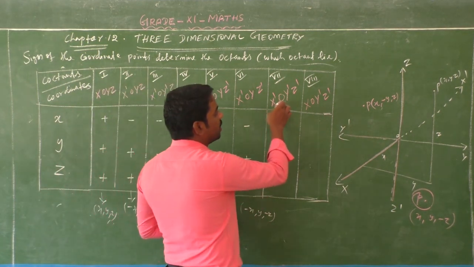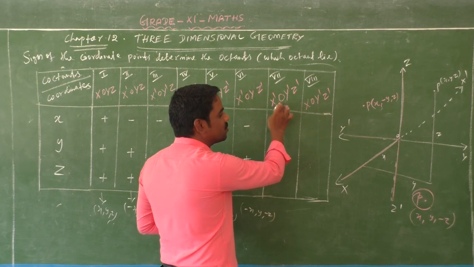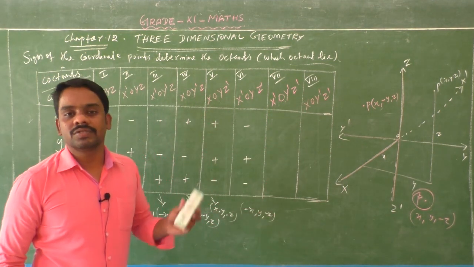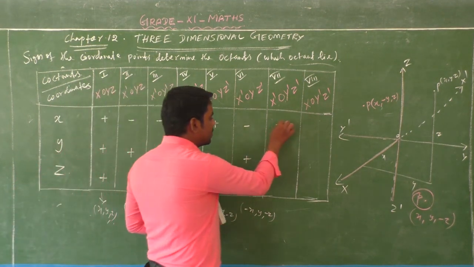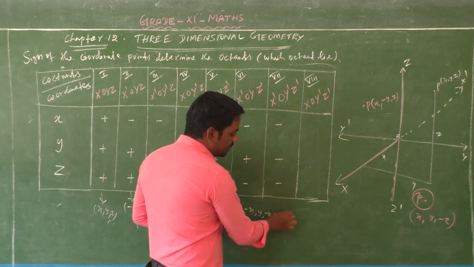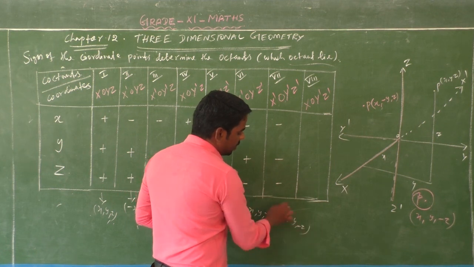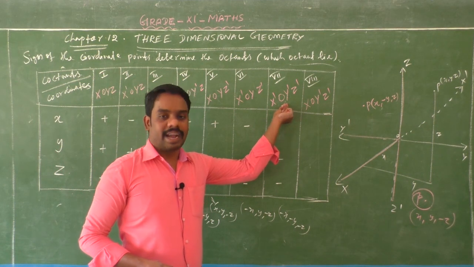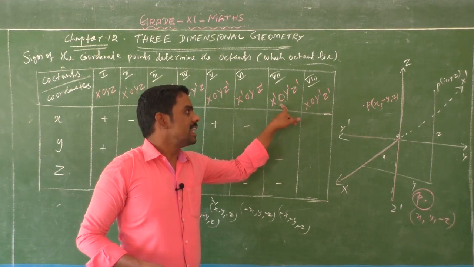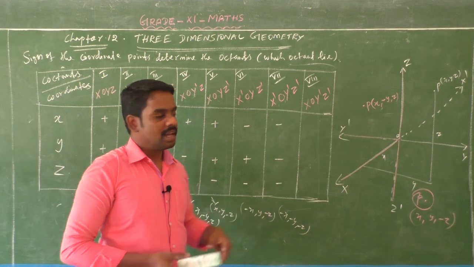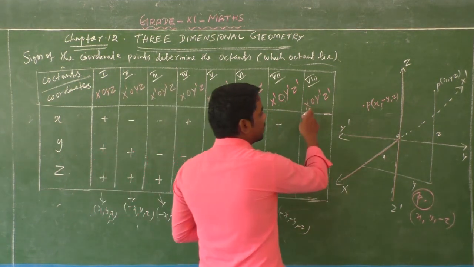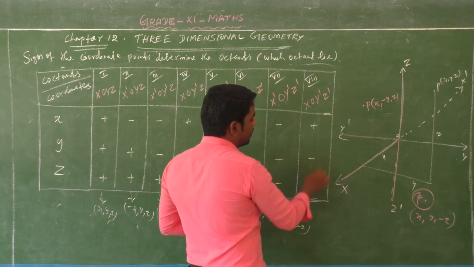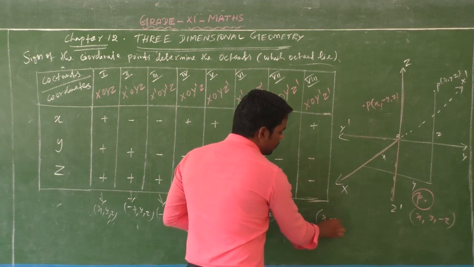And the seventh octant is x dash o y dash z dash. So all three coordinate axis values are negative. So minus x, minus y, minus z. This type of coordinate point lies in the seventh octant. That octant means x dash o y dash z dash. And the last one, the eighth octant, x o y dash z dash. So x value positive, y value negative, z value negative. So that is x, minus y, minus z.